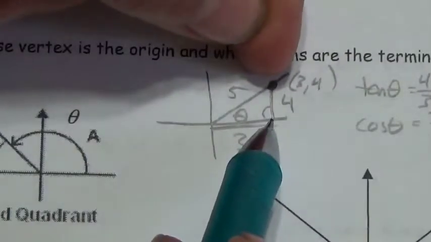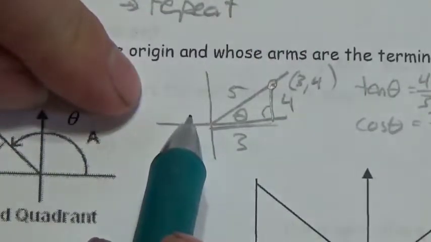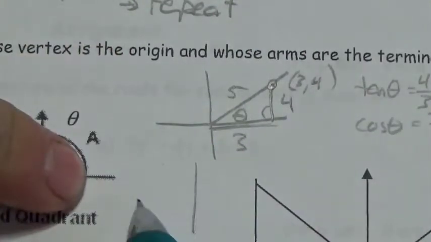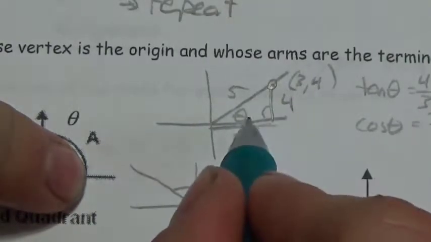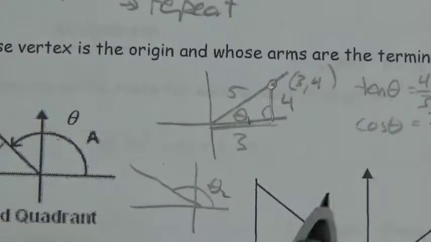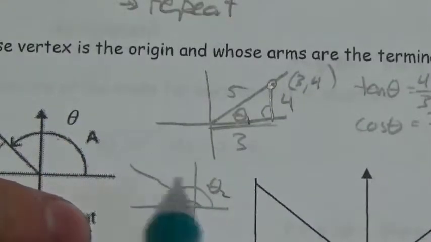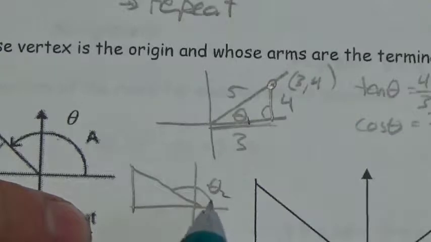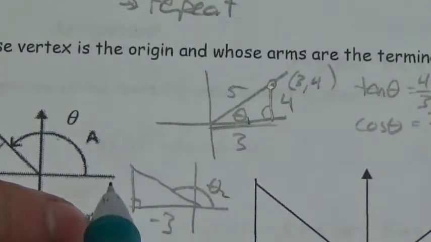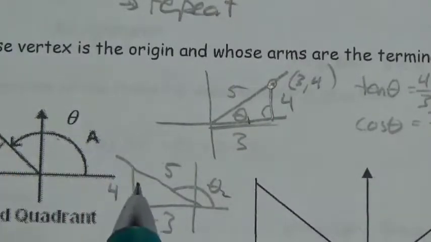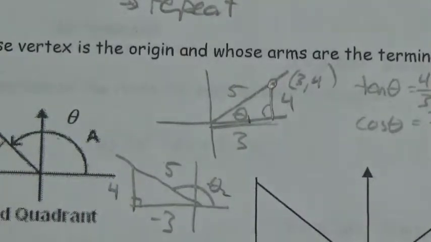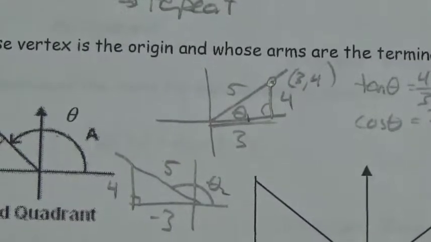But here's where this gets really interesting. I could take that triangle and flip it over the y-axis, so that now the triangle looks something like this. This is my new theta. This is, let's say, theta 1, and this is now theta 2. Now I've got this new angle, the rotation angle, that's the one I'm studying, remember. This is going to be -3, this would be 4, and again the hypotenuse would be 5. It's the exact same triangle.